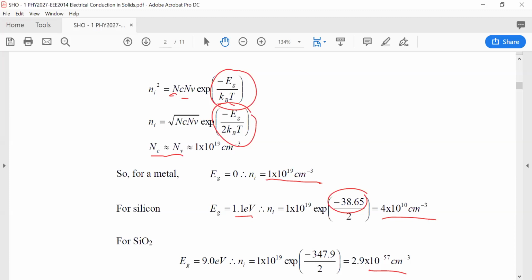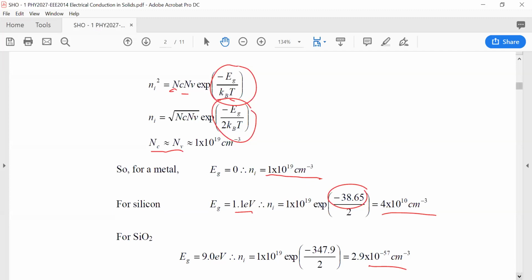Instantly, you can see that relatively small differences in band gaps, but big in terms of a band gap, generate enormous differences in the carrier concentrations, many orders of magnitude. So you've got 10 to the 19 electrons per cubic centimetre for a metal, none for an insulator, and for a semiconductor, it's somewhere in the middle, around 4 times 10 to the 10 electrons per cubic centimetre.